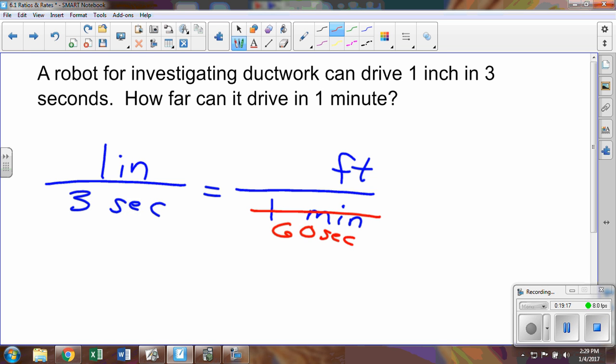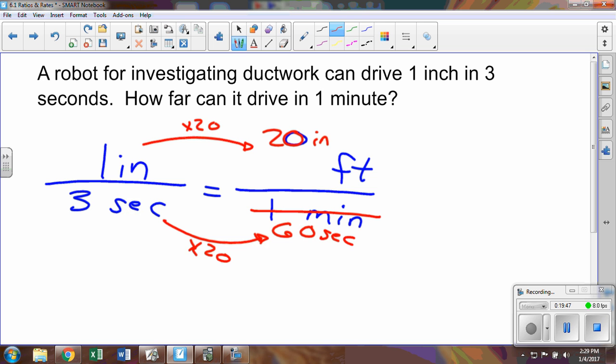And to change 3 seconds into 60 seconds, of course, we have to multiply by 20. So carrying that through with equivalent fractions, 1 inch times 20 tells you this little robot can go 20 inches in a minute. Not very fast. So how far is that in feet?